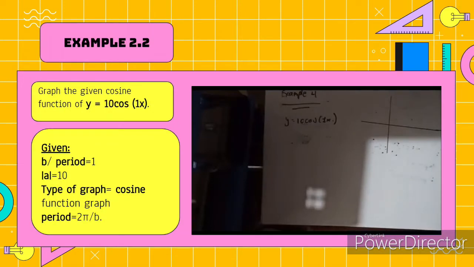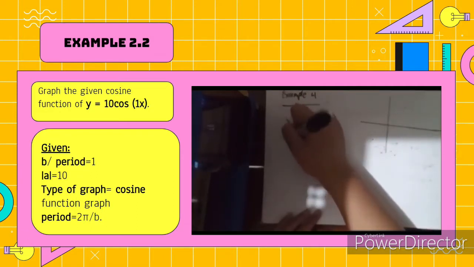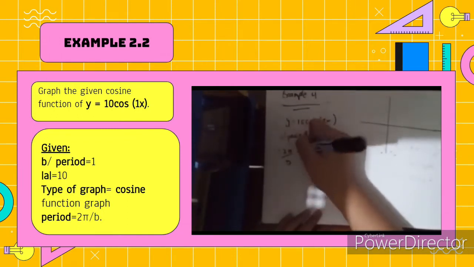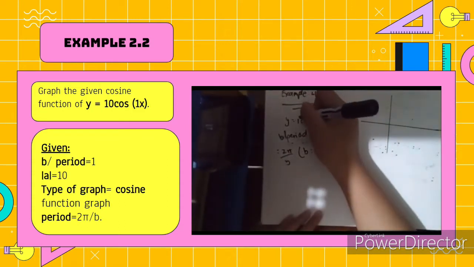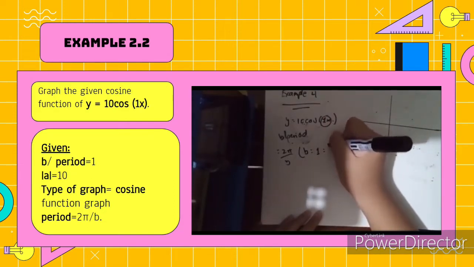Let's try to do it in reverse so we can also check if the equation above is right. Graph the given cosine function y equals 10 cos 1x. First, we must find the value of b, or the period, by the formula period equals 2 pi over b. Since the value of b in the given equation is 1, the period is 2 pi over 1, which is equal to 2 pi.